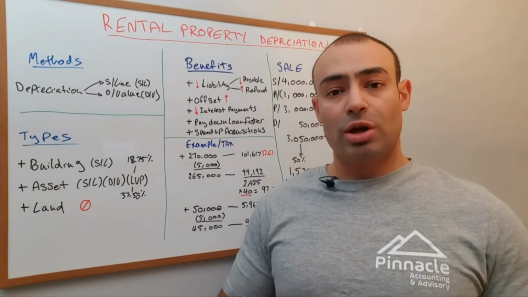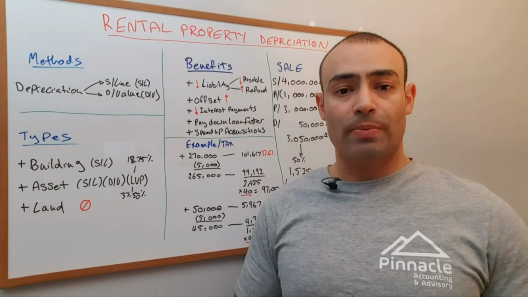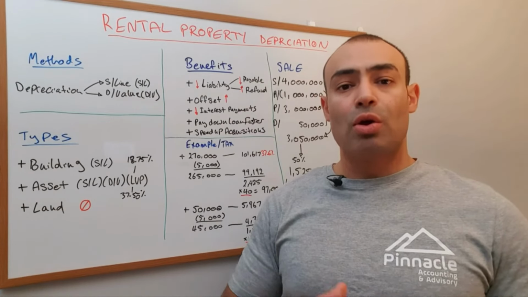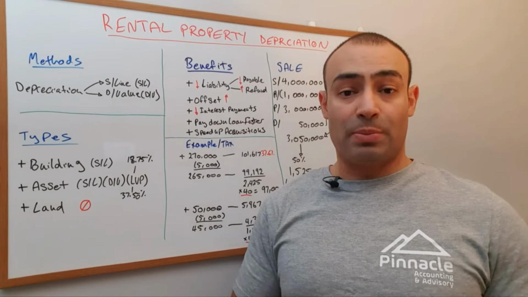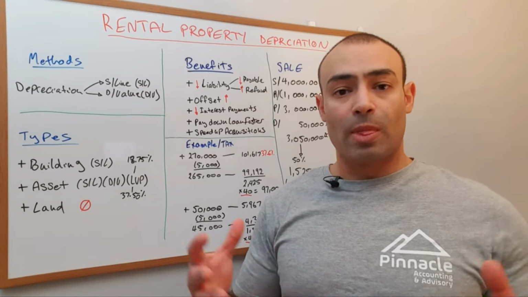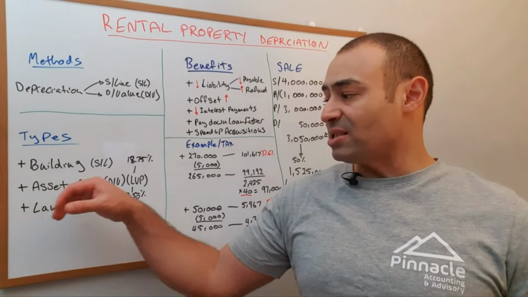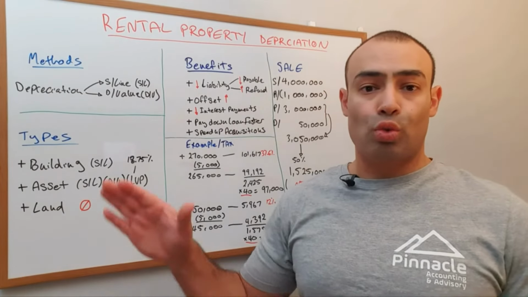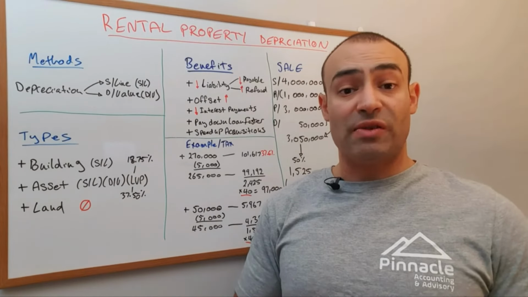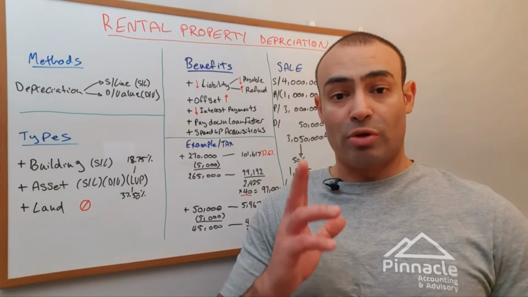To claim depreciation, you need what is referred to as a quantity surveyor's report or a depreciation schedule. That outlines the amounts that can be claimed for both the building and the asset components of the property. It also lists the assets that are being claimed and will show both methods, both the straight line and the diminishing value, and give you the option to choose which one works best for you.